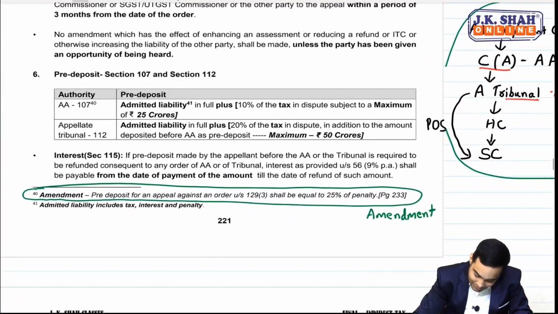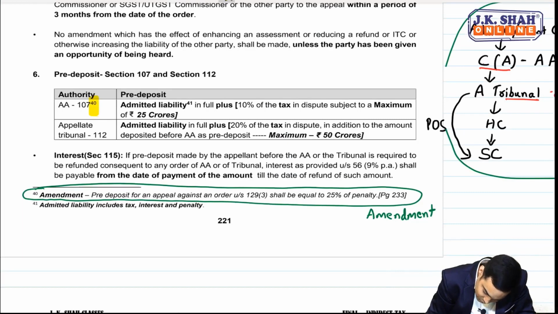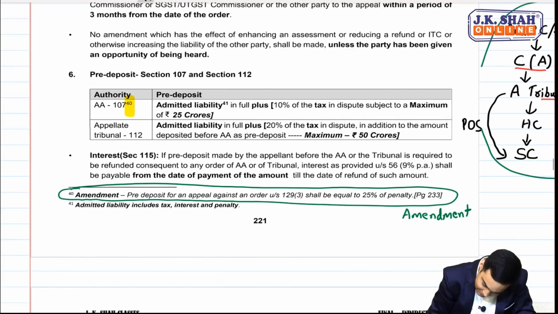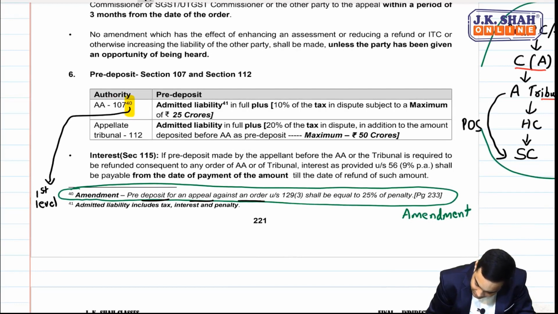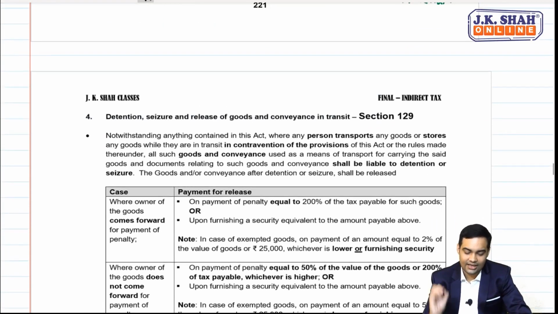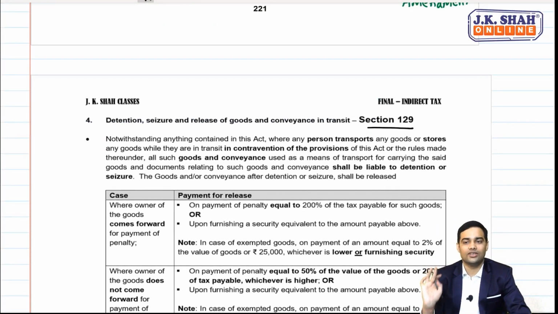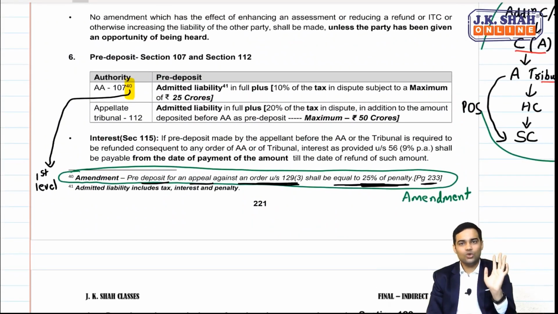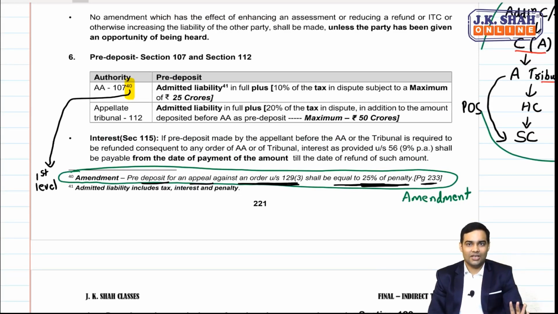What's the amendment? Pre-deposit. People, amendment is only to first level. You write it here. It's given here, but you write it here. First level. Pre-deposit for an appeal against an order under 129.3 shall be equal to 25% of penalty. And this is given on page 233, which is our next discussion, 129. That's what we are going to discuss next. But amendment is clear to you. If you are filing an appeal for 129 case, then you have to deposit 25% of the penalty.